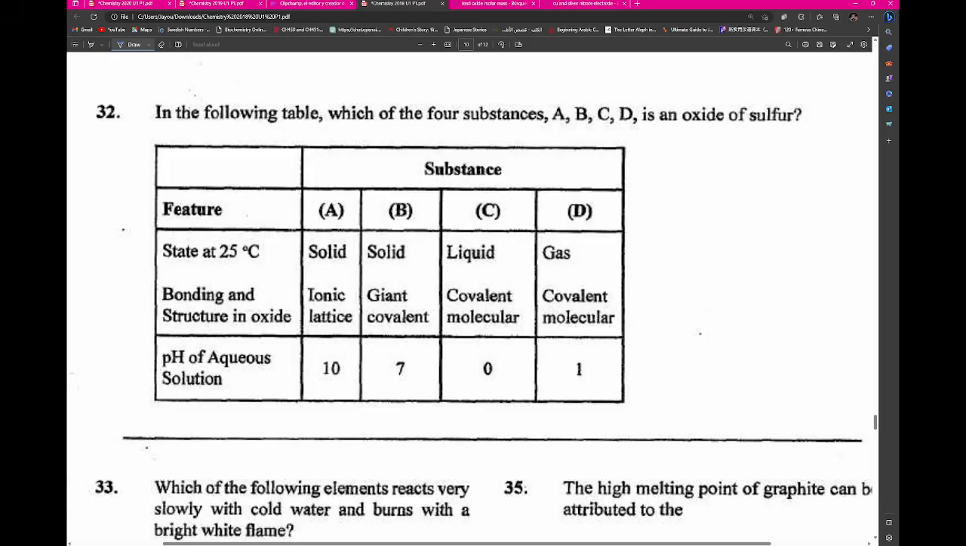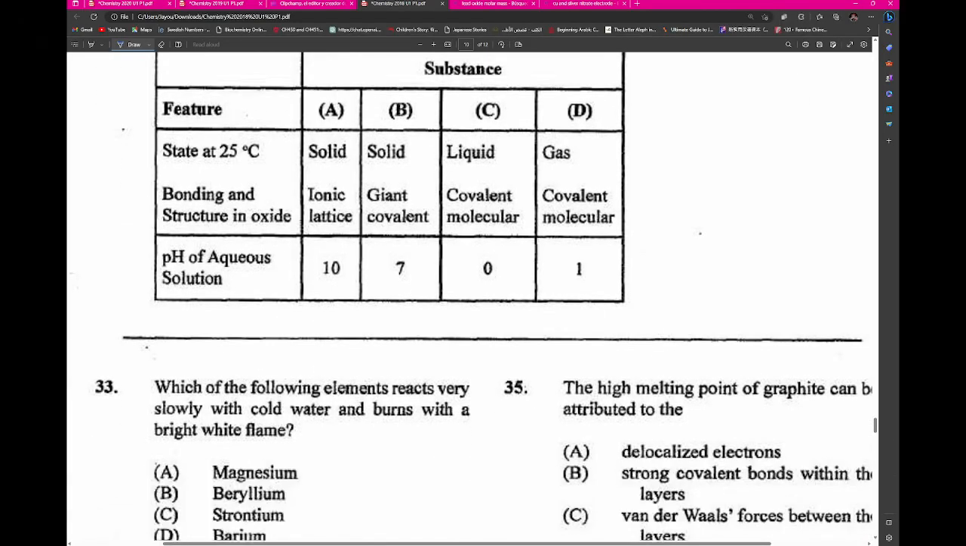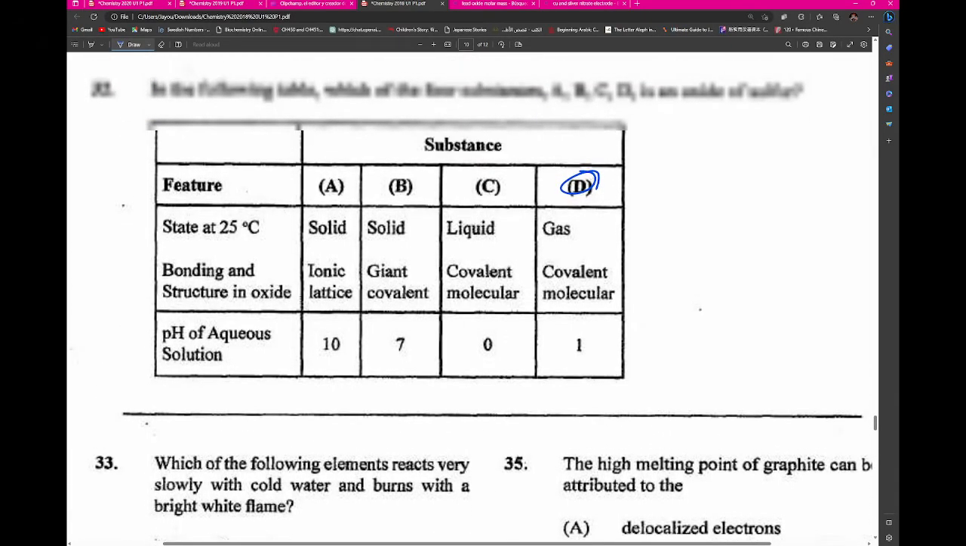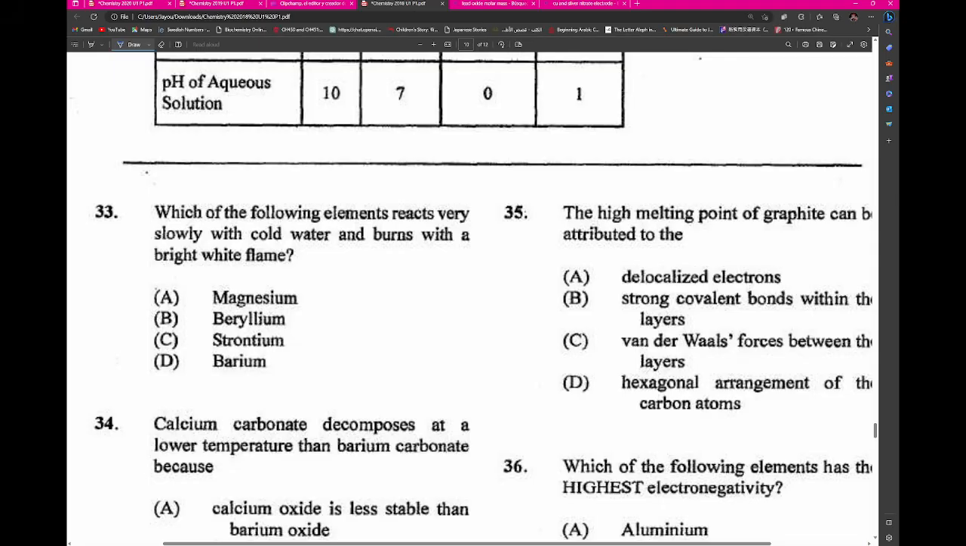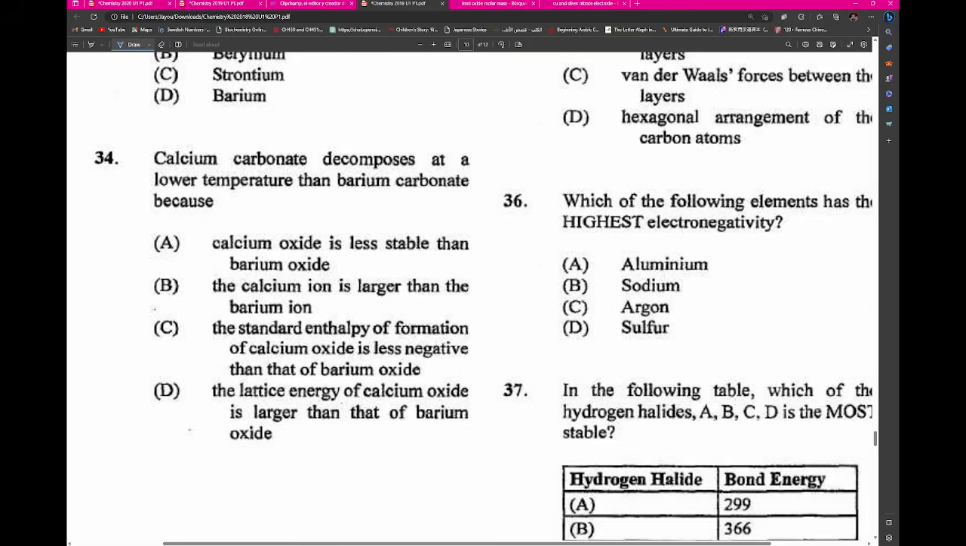Okay. It would be a gas, I believe, and sulfur monoxide, the state of sulfur monoxide, I think it should be a gas as well. Therefore, the bonding should be covalent. The pH of sulfur oxides is going to be acidic. Alright, so I think D is the best answer. I might have a mix-up with something on the 2019 paper, so please point that out. 33, which of the following elements reacts very slowly with cold water and burns with a bright flame, magnesium? Calcium carbonate decomposes at a lower temperature. We are saying that calcium oxides are, wait.